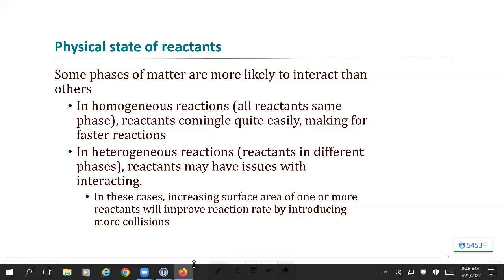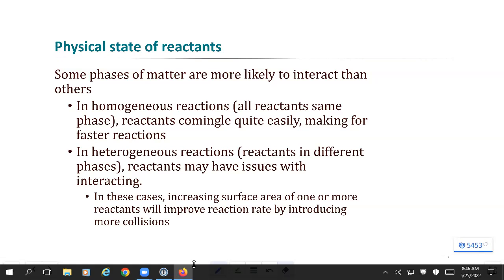Solids, if you have a solid state homogeneous reaction, it's going to be a little bit difficult just because of the mobility issue. You're also going to run into the problem that there's just not that many reactions that are just solid phase.